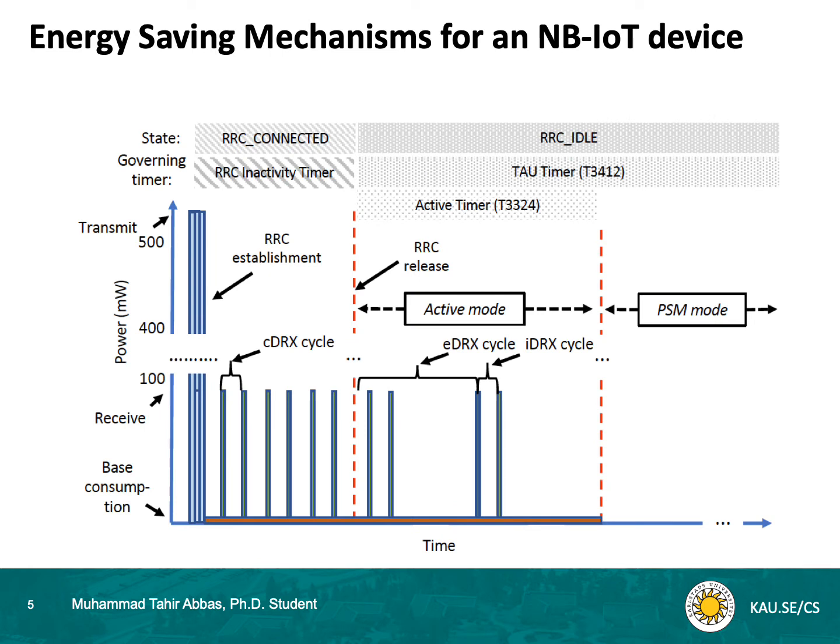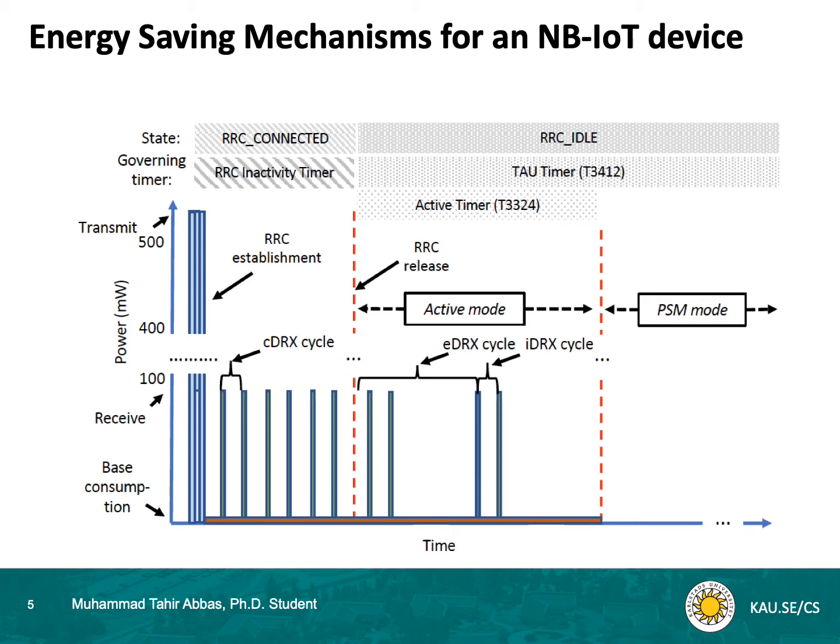Okay, in this slide, we will discuss the energy saving mechanisms for NB-IoT devices. When a device wakes up for the first time to transmit data towards the application server, the radio resource control protocol changes its state, and it makes a transition into the RRC connected state after performing a radio connection establishment procedure. This figure shows the energy consumption for an NB-IoT device during different RRC states.